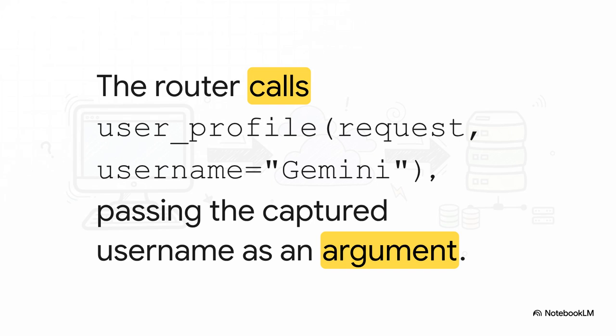The router takes that username it just captured from the URL, let's say it's Gemini, and it hands it directly over to the view. It's passed in as something called an argument, which is really just a fancy word for a piece of info the function needs to do its job. Just like that, the chef has the specific ingredient, the username Gemini, and it can now look up the correct user profile. This is how the web delivers those amazing personalized experiences we all expect.